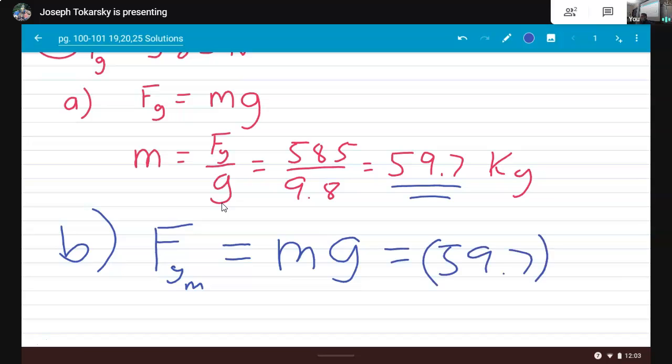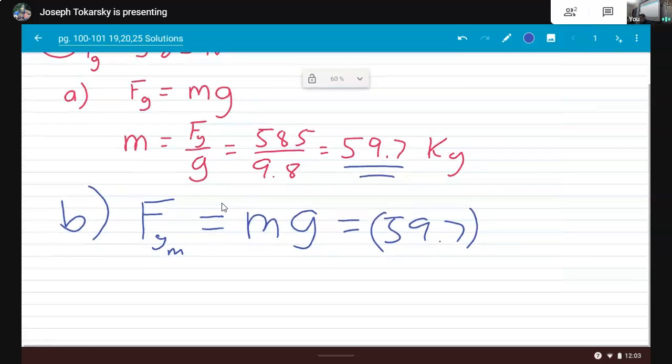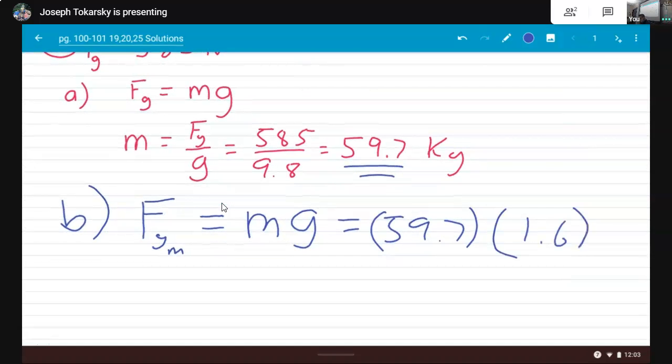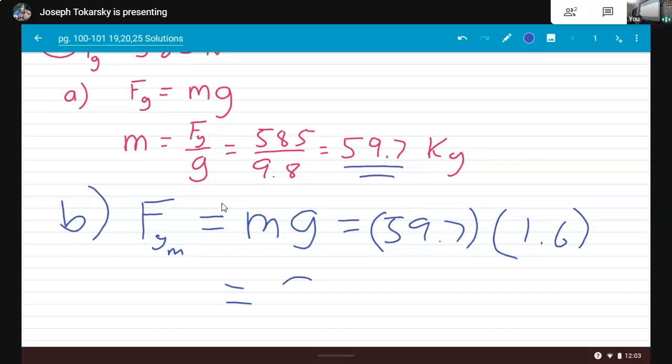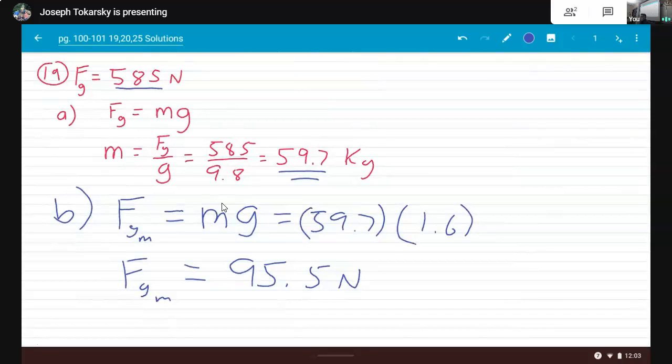You're made up of the same amount of stuff anywhere. Take that times the 1.6, so this thing only weighs about 95.5 newtons on the moon, as opposed to the weight on Earth that was given up there. That mass right here in the middle is the same mass everywhere. We okay on that one?